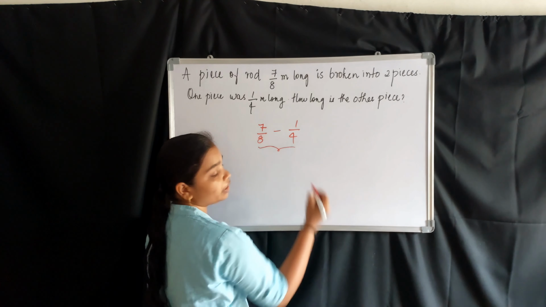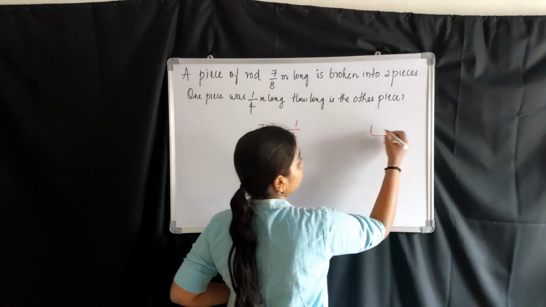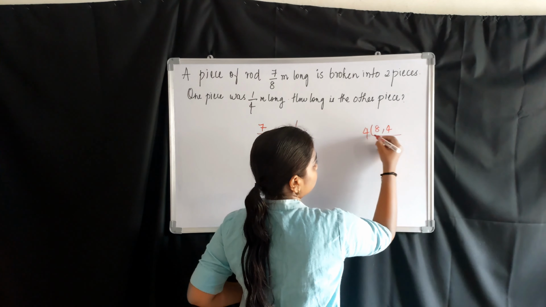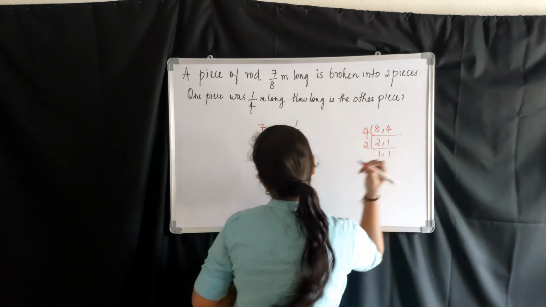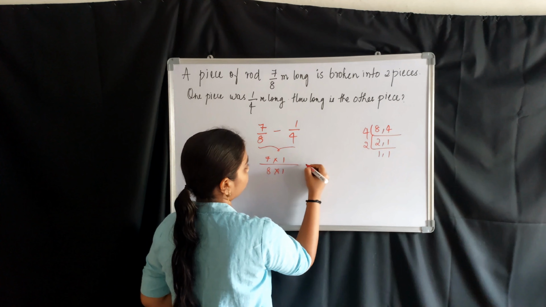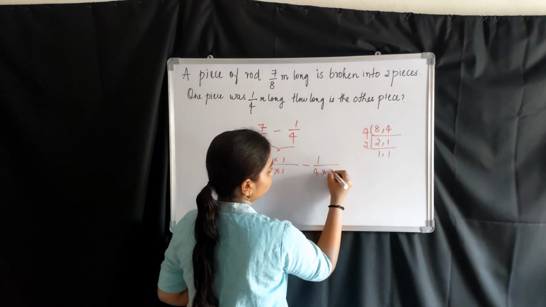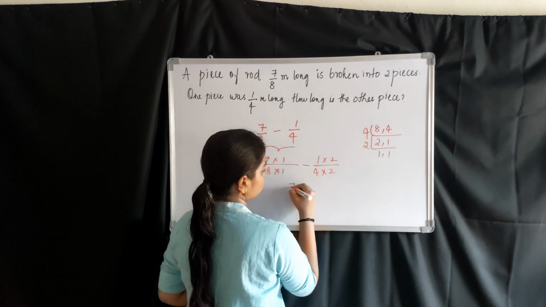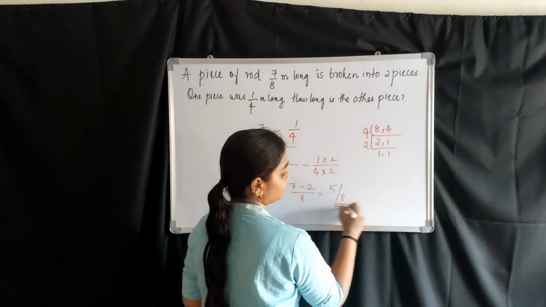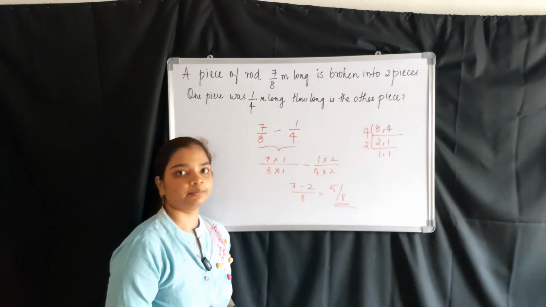As the denominators are different, again we'll have to do the LCM for the denominators, which is 8 here. So 7 by 8 into 1 into 1 minus 1 by 4 into 2 into 2. So this is 7 minus 2 by 8. Answer is 5 by 8. This was the remaining part.